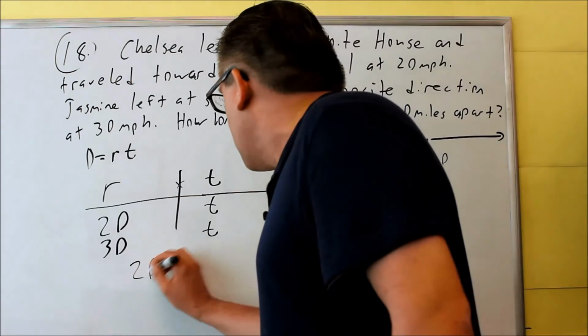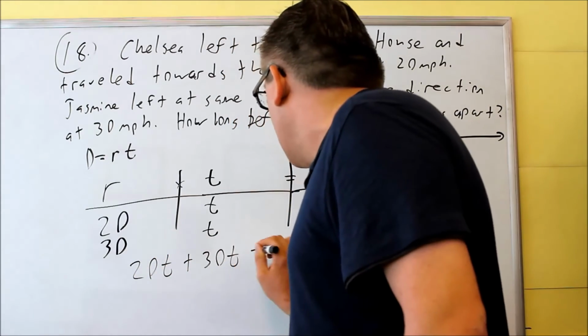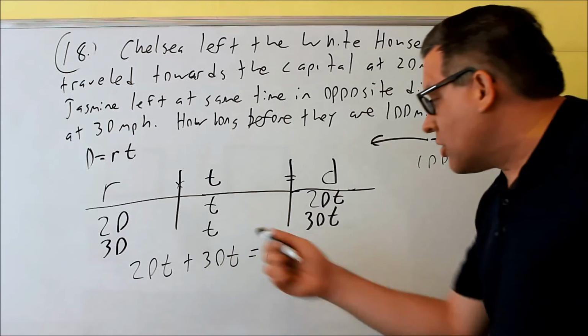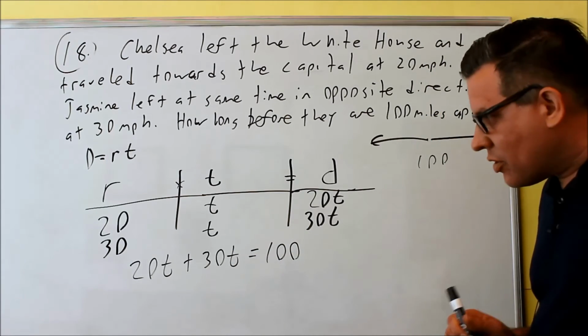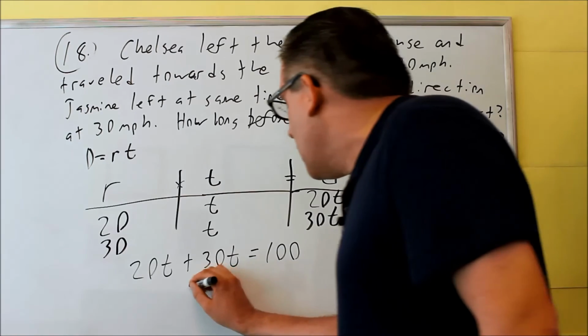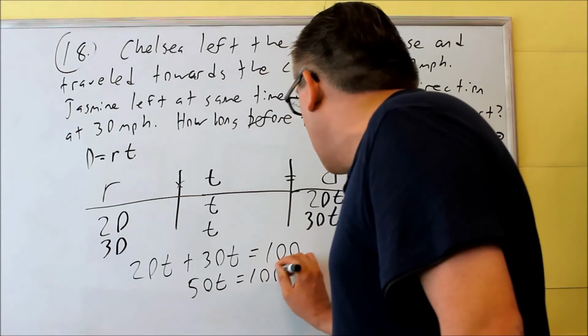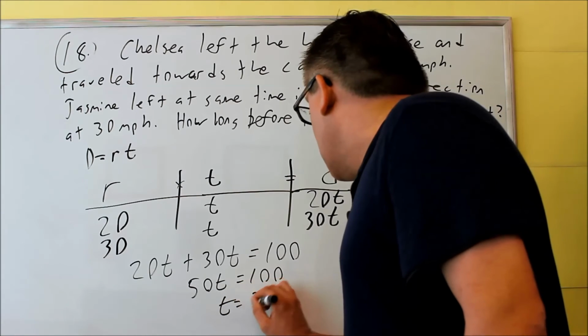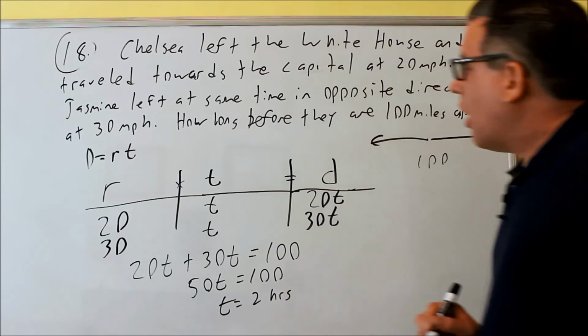So I'm going to do 20t plus 30t is going to equal 100. And then I can just go ahead and solve that. I have like terms there. 20 plus 30 is 50, so 50t equals 100. And if I divide both sides by 50, I get time is equal to 2 hours.